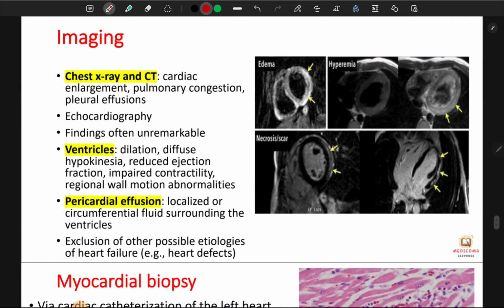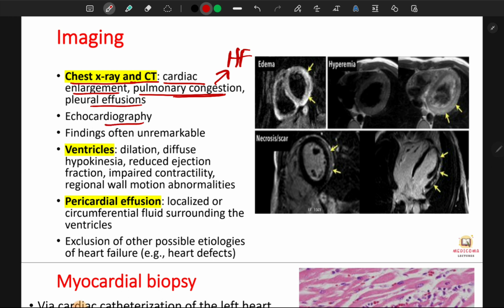The next diagnostic step we can do is chest X-ray and CT scan. In the chest X-ray and CT scan, there will be cardiomegaly and pulmonary congestion. Why pulmonary congestion? Due to the heart failure. And also there is pleural effusion.